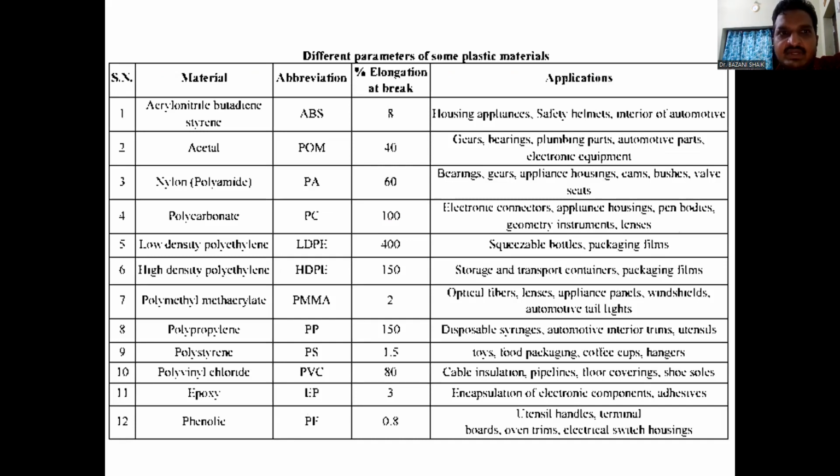What are the different parameters of some plastic materials? Generally we know acrylonitrile butadiene styrene, having applications usually for housing appliances, safety helmets, and interior articles. Then there are different nylons, polycarbonate, and low density polyethylene. These are the different parameters. Polypropylene, polystyrene: polystyrene is generally used for manufacturing toys, food packaging, coffee cups, hangers. Epoxy applications are encapsulation of electronic components and adhesives. Phenolic is used for tensile handles, terminal board frames, electrical switches, housings.